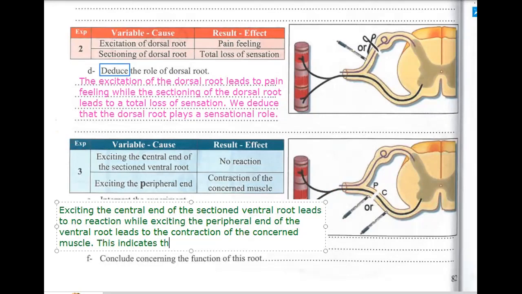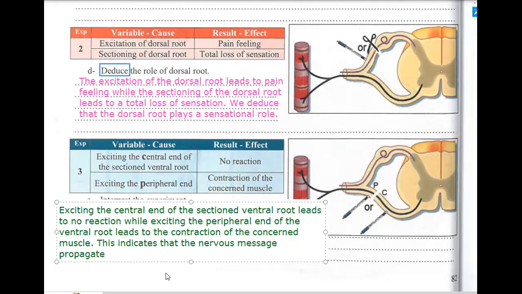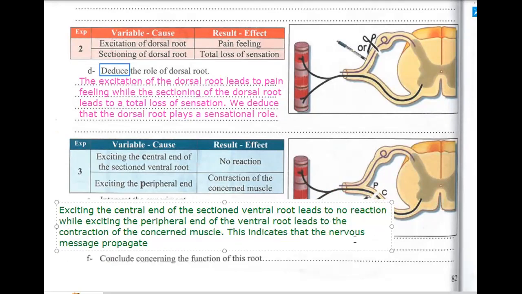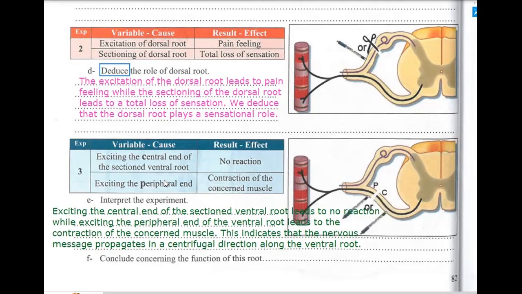This indicates that the nervous message propagates in a centrifugal direction along the ventral root. What do we mean by centrifugal? Centrifugal means toward the peripheral, from point P toward the muscle. Where did I get this information from? From the given text above, which said centripetal means toward the center, but centrifugal is toward the peripheral.